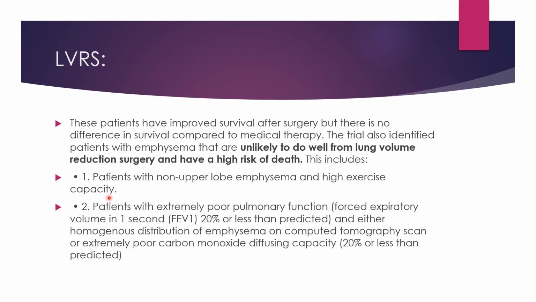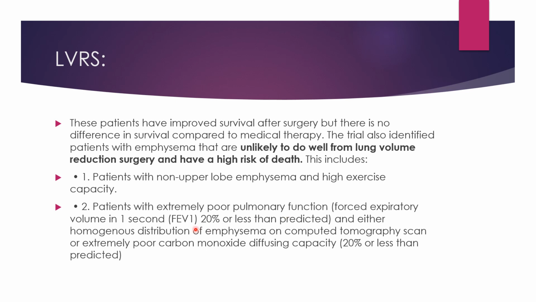This is important. This has been asked in an MCQ where the patient is considered for lung volume reduction surgery. They will give some options such as upper lobe emphysema with low exercise capacity, non-upper lobe emphysema with high exercise capacity, something like this, and they ask which patient is unlikely to do well from lung volume reduction surgery and has a high risk of death. This includes patients with non-upper lobe emphysema and high exercise capacity. This will be the option that you have to select. If the question is that lung volume reduction surgery is unlikely to do well and there is high risk of death, then you can select this option.